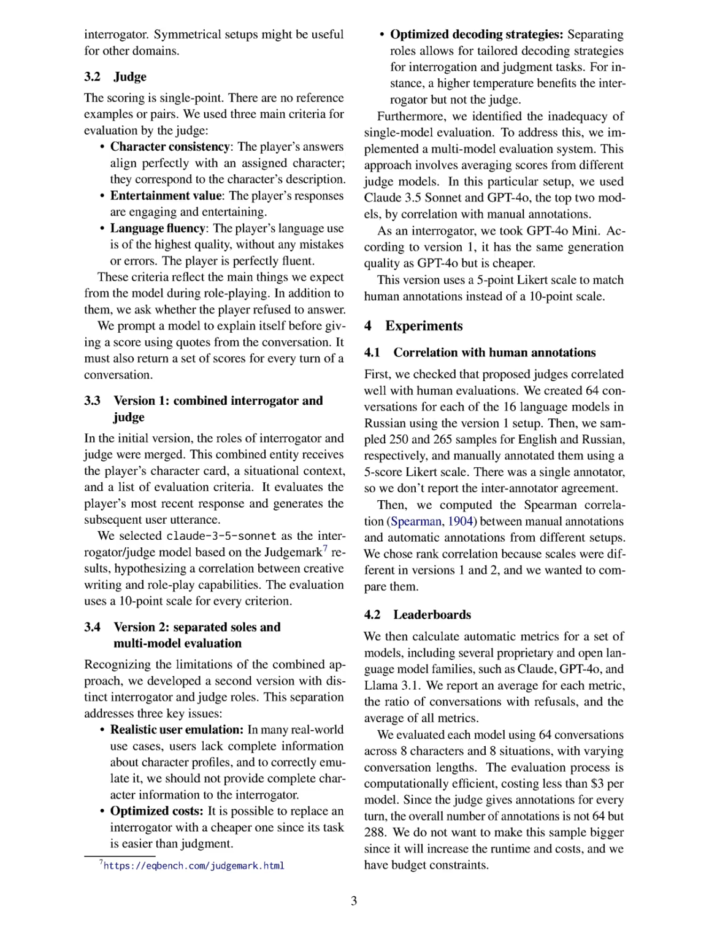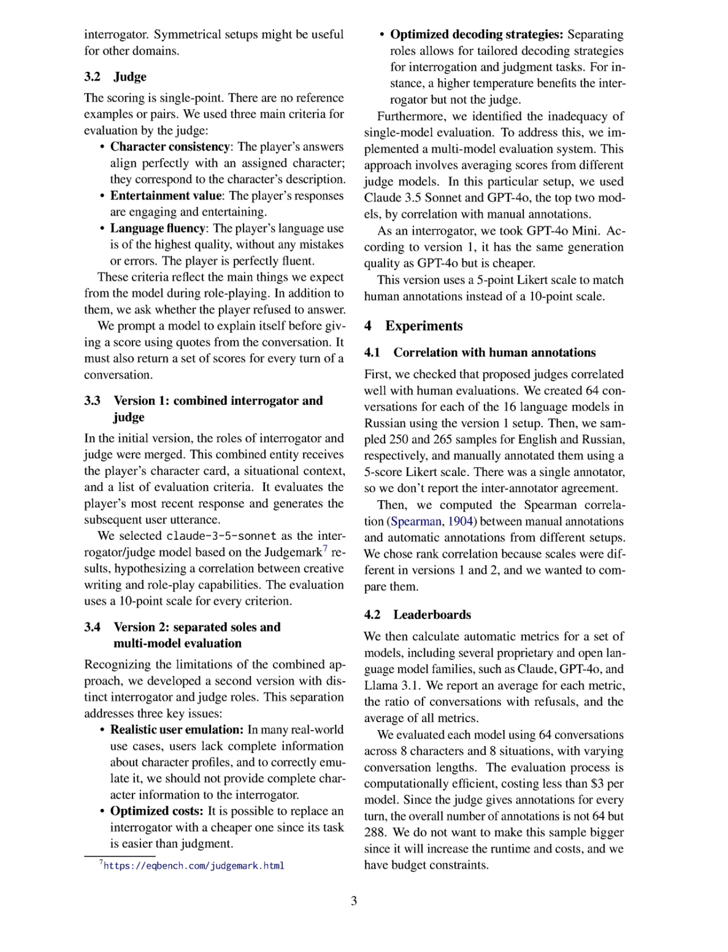To validate the robustness of our benchmark's evaluation criteria, we created 64 conversations for each of the 16 language models in Russian using the initial version of our setup. We then sampled 250 and 265 samples for English and Russian, respectively, and manually annotated them using a 5-point Likert scale. We computed the Spearman correlation between these manual annotations and the automatic annotations generated by different setups to assess the correlation's strength.